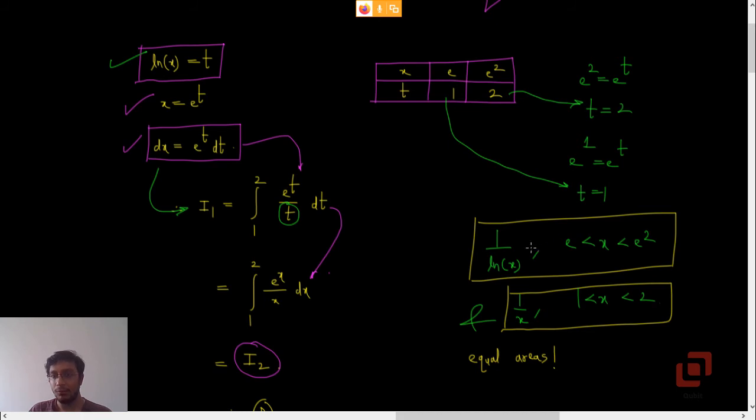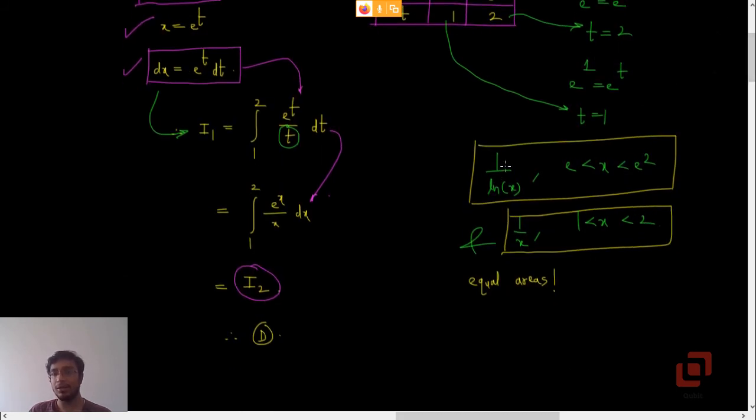What can you say about the areas occupied by the curves 1 upon log x, e less than x less than e squared, and the x-axis, and the curves 1 upon x, x equal to 1, x equal to 2, and the x-axis? Just now we have proved that I1 is equal to I2, so these two areas are equal. Let's see how those functions look.